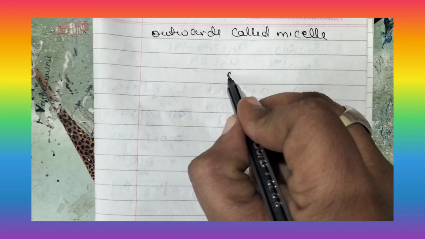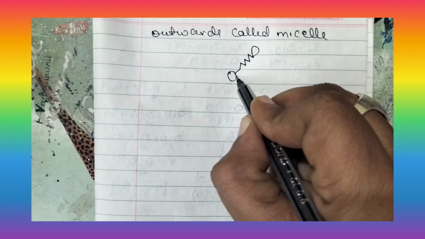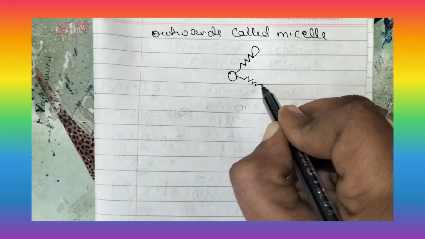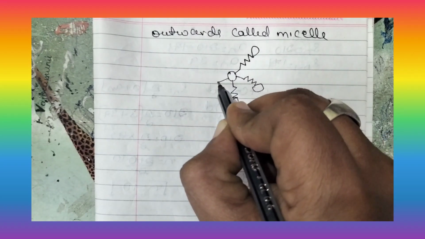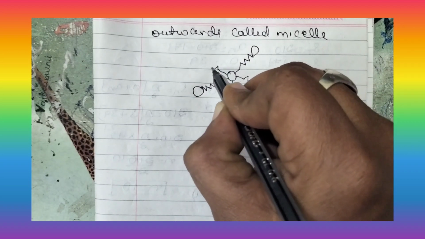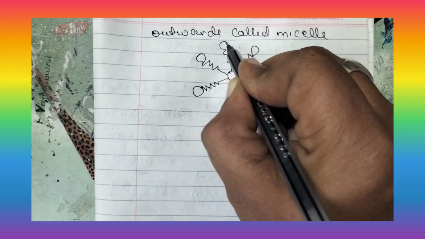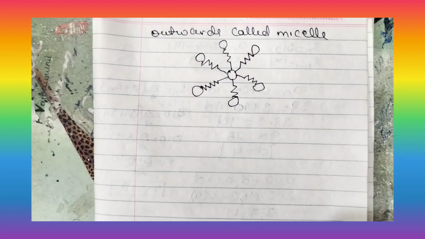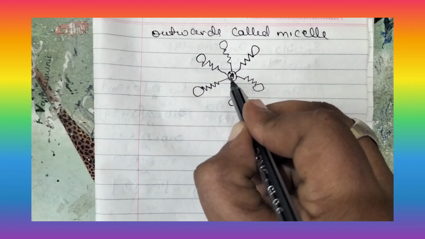So this is the dirt. Now this is the tail part. See, all the tail parts are attached to the dirt. This cluster of soap molecules is called a micelle. So this arrangement of soap molecules is called a micelle. This is the dirt part.